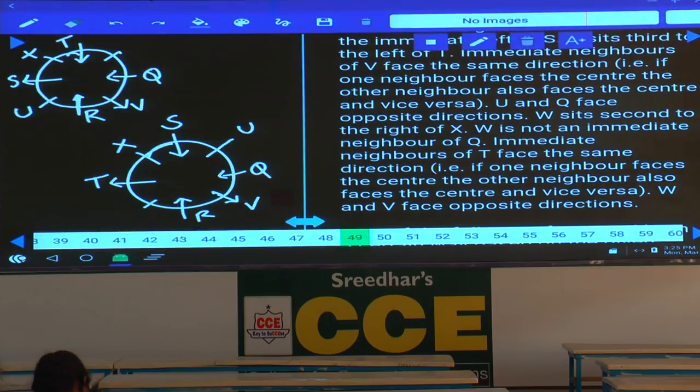Then next one, U and Q face opposite directions. Now Q is facing the center, U will be away from the center. Here Q is facing the center, U will be away from the center. U and Q face opposite direction.